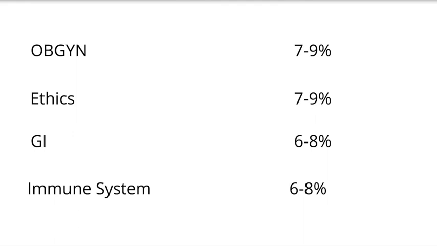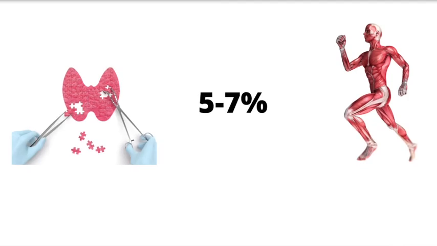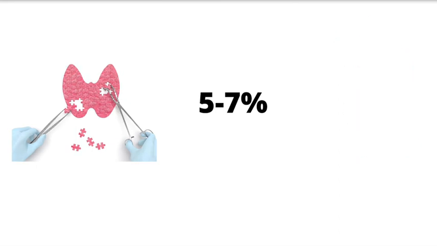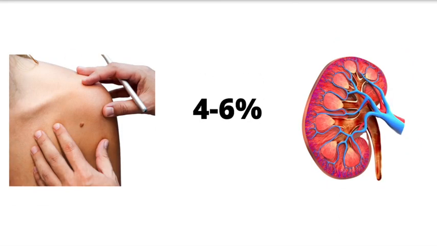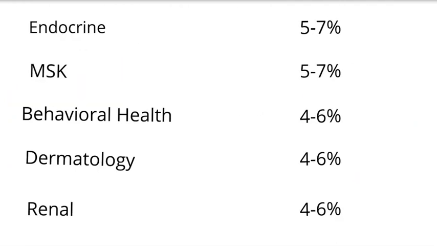The endocrine system and the musculoskeletal system both can constitute up to 5 to 7% of the Step 3 exam. Dermatology and the renal system can constitute 4 to 6% of the exam. Behavioral health also can constitute 4 to 6% of the exam as well. And there we have a summary of everything that we just mentioned.